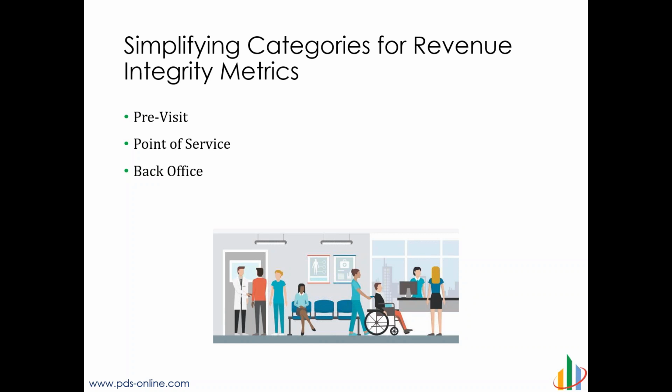Excellent. So it's a revenue integrity, fairly broad area. We here at PDS, we like to break it down, thinking about revenue integrity in terms of pre-visit type metrics, metrics that happen at the point of service or shortly as part of the point of service, and then what might happen in the back office, what happens after we've processed the claim and where there are opportunities. So Becky, can you share some of the common revenue integrity metrics and break down these categories a little further for us?